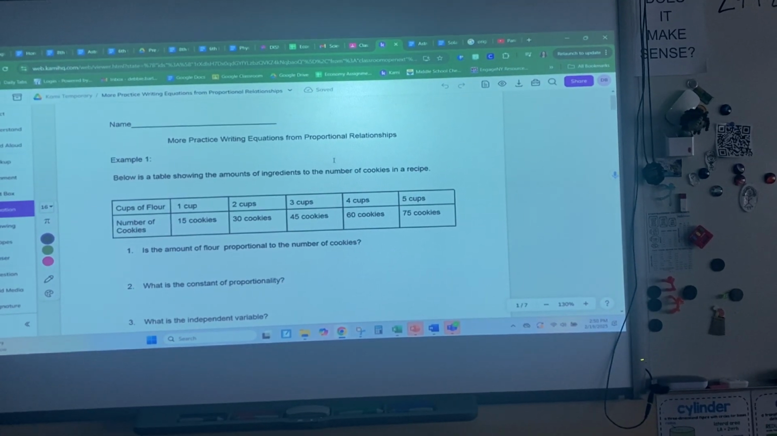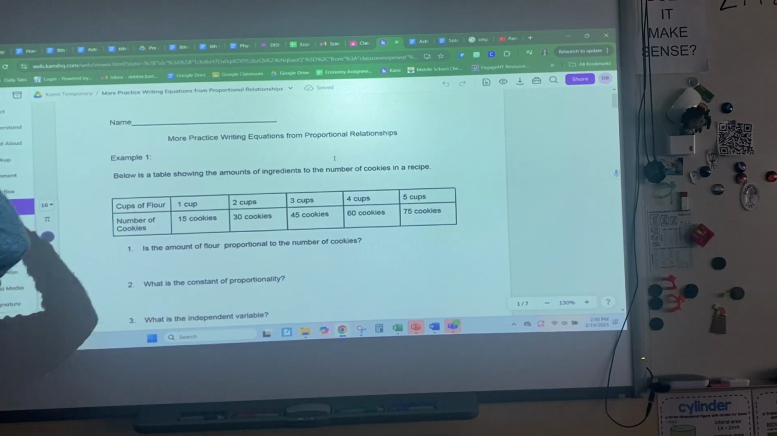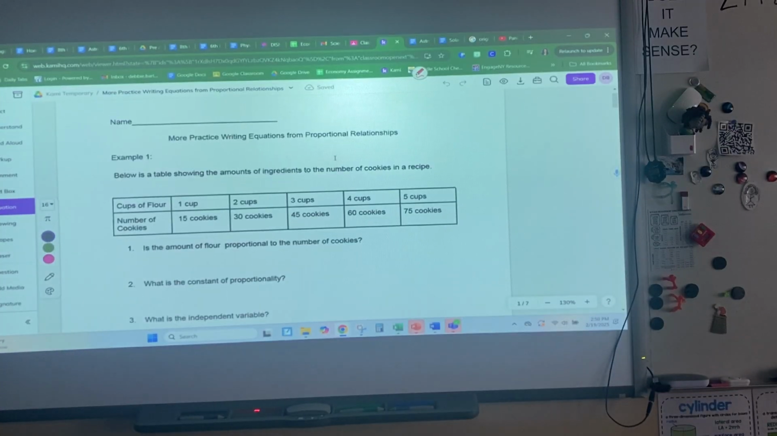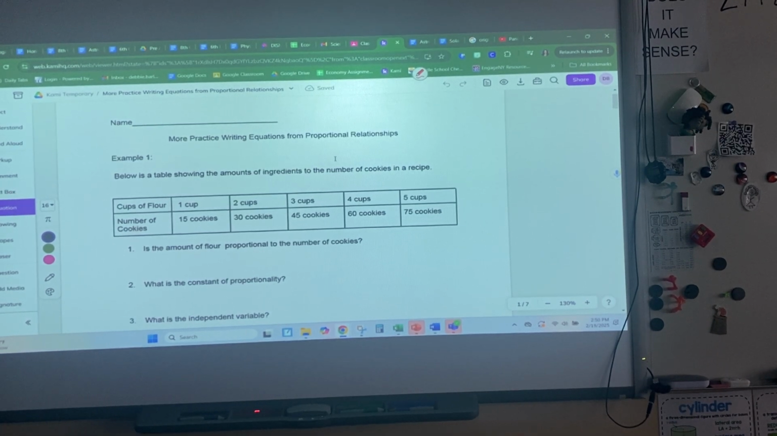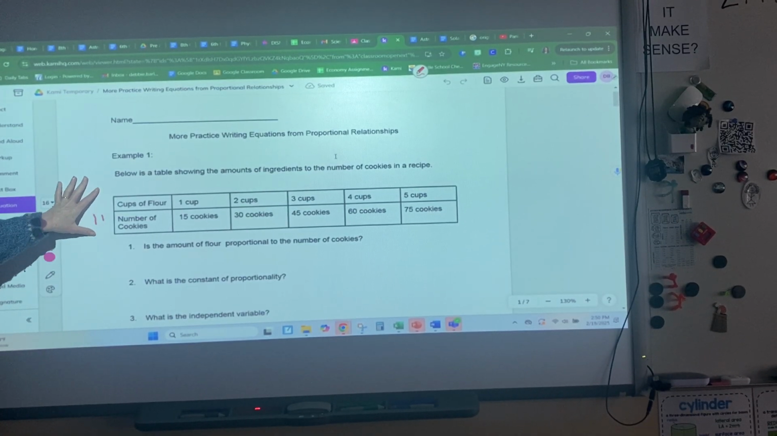Okay, let's do this. So this is example 1. Okay? We've got a cookie recipe. We like cookies in this class, apparently. Yay! And we're getting more practice writing equations from proportional relationships because we are riding the struggle bus there a little bit. Okay, so we have a table.